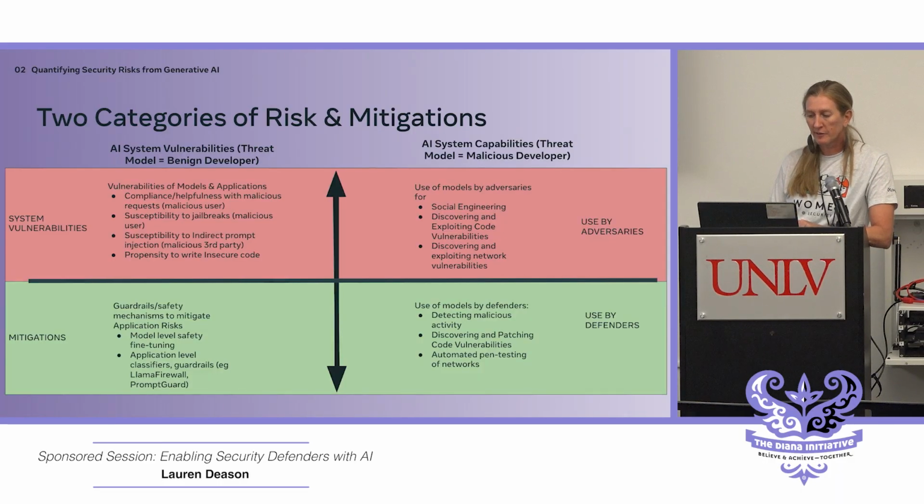So in this category, in the top right, when we're thinking about how these models can be used by adversaries, some of the dimensions we're thinking about are how it can be used for social engineering, and how models or applications can be developed to automate things like discovering code or network vulnerabilities and exploiting them. And in this case, when we think about mitigating these risks, I would say the strategy is entirely different than the strategy on the left-hand side.